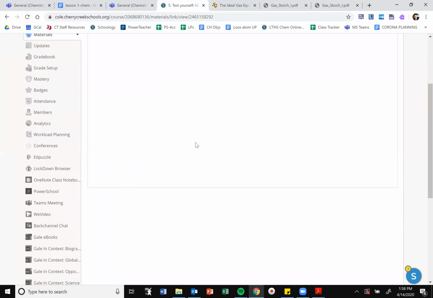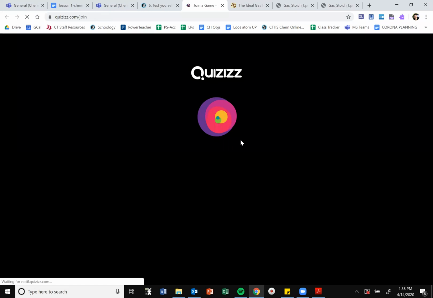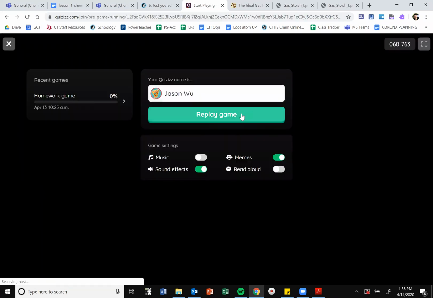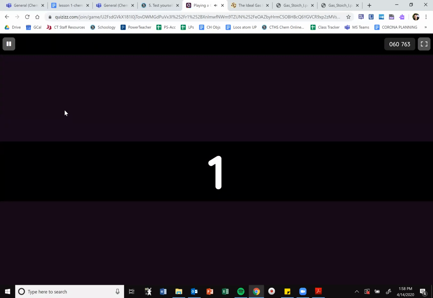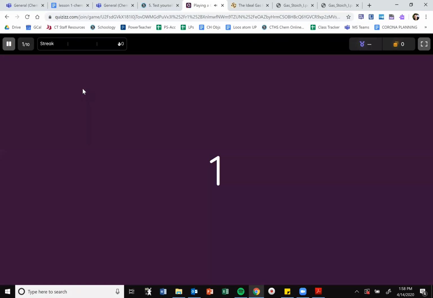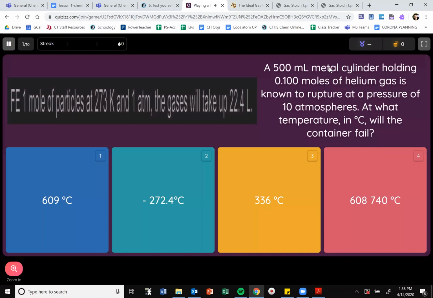There's one other type of problem that you'll see in the quizzes, and this is also what you'll see in the quiz at the end. Let me briefly just go over this. Let's take a look. It says a 500 milliliter metal cylinder holding 1.00 moles of helium gas is known to rupture at a pressure of 10 atmospheres, at what temperature in degrees Celsius will the container fail?